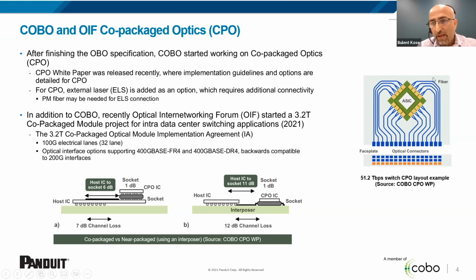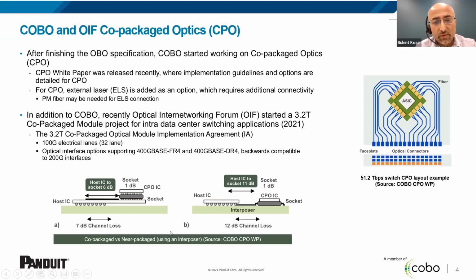So on the right hand side, I copied a picture from this COBO white paper to show what it would look like. There's the ASIC in the middle, and then your optical engines would be sitting on top of the same PCB, and then you would have these optical fibers that go into the faceplate.